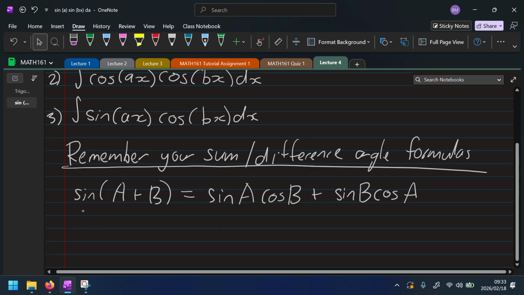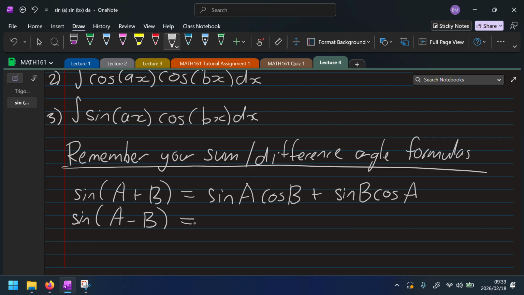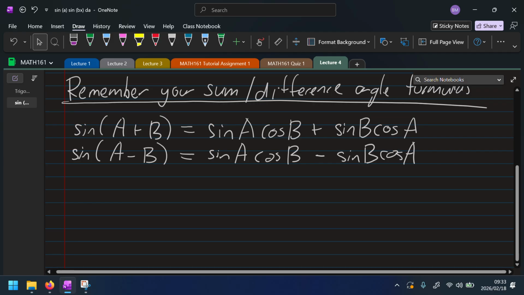Okay, good. Then there's another one, sine a minus b. What's that going to be? Sine a, cos b, good. Then plus or minus? Minus, yeah. Sine b cos a. Okay, we got through that.